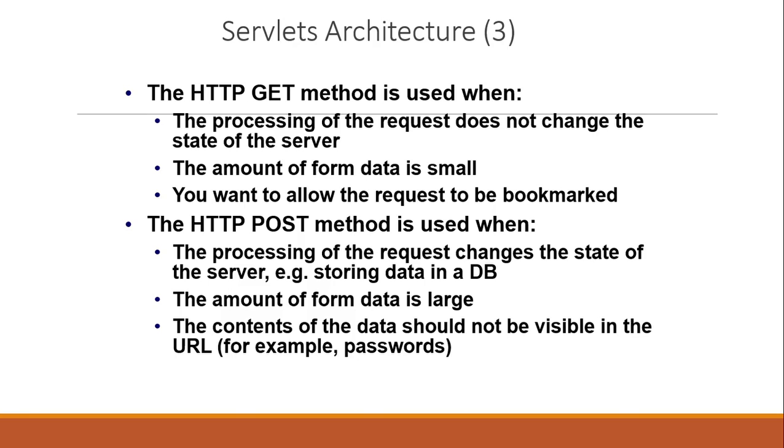But in the case of the post method, whenever the processing of the request changes the state of the server, meaning when we want to change the state of the server, then we can use the post method. The amount of form data is large and the content of the data should not be visible in the URL. Whatever data you are going to use should not be visible in the URL. For example, your password or your ID, or other personal credentials should not appear in the URL. Otherwise, other people like hackers can misuse them. That's why they say they should not be visible.